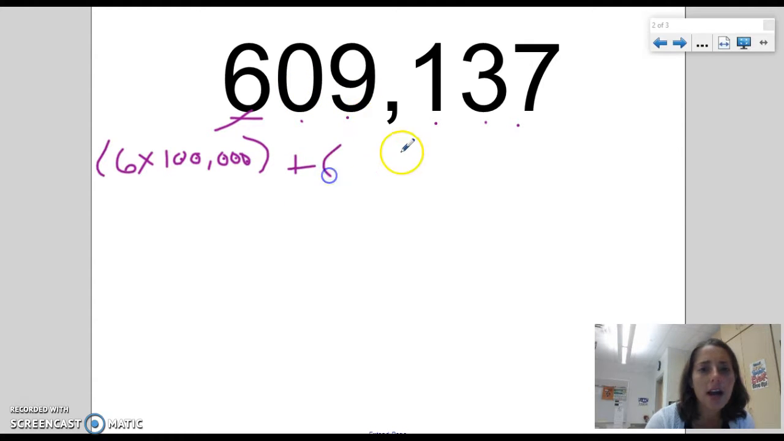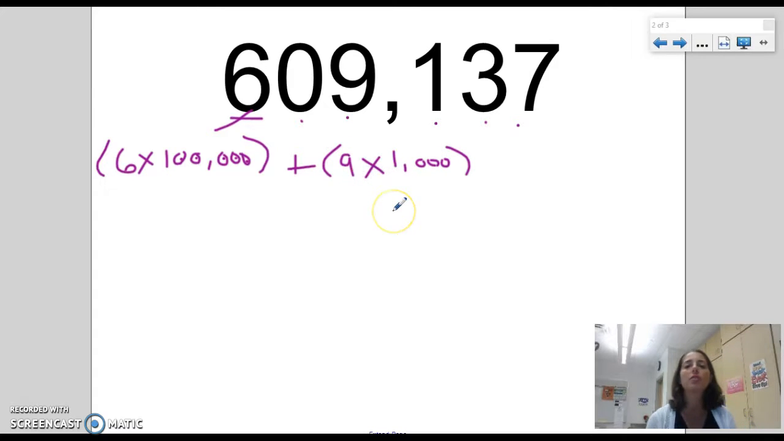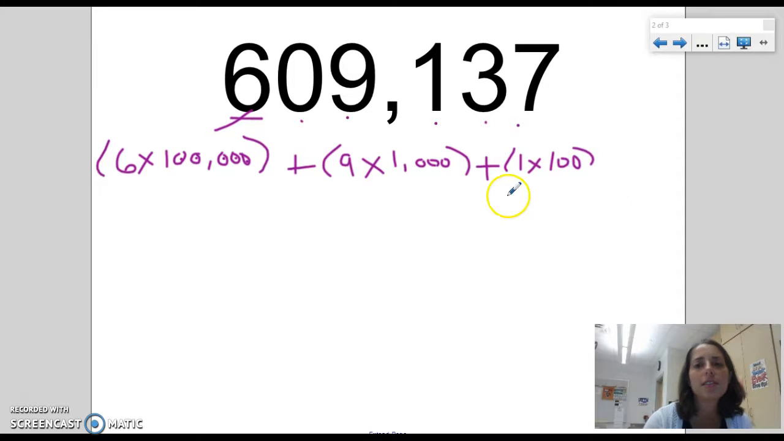Now I'm going to go to the 9. So I'm going to make my package. It's a 9, and it's in the 1,000s place. And since we're talking that I have 9 groups of 1,000, we multiply. Okay, I know that 9 is worth 9,000. I have 9 groups of 1,000. I'm going to do the 1 next. So the digit's a 1, and it's 1 group of 100, since that 1 is parked in the hundreds place.